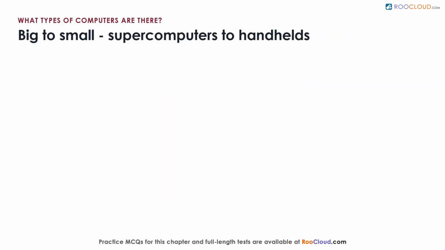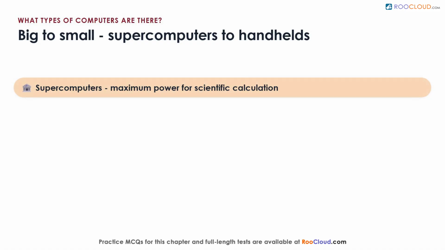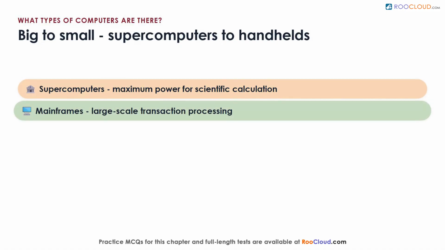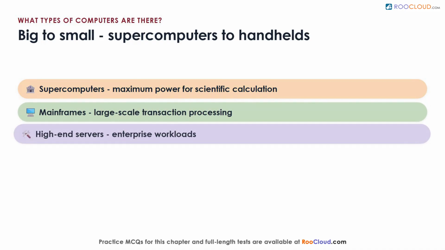So what types of computers are there? They range from the giant to the tiny. Supercomputers are massive machines built for the heaviest calculations. Mainframes serve thousands of users with high reliability. High-end servers rival mainframes in power, but cost far less.